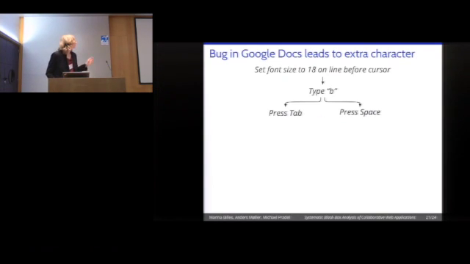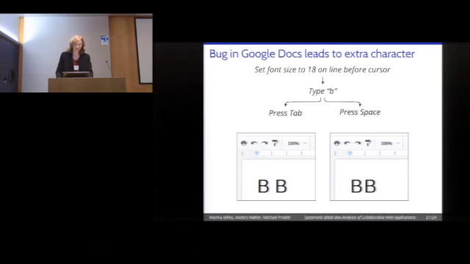Then another bug in Google Docs. So first we set the font size to 18. Then we type the character B. And then concurrently we perform the actions pressing tab and pressing space. And that gets a very interesting outcome. So we have these screenshots. What you first notice is we only typed a single character B, but actually we get two of them here. So the act of pressing tab and space at the same time has gotten us a second B that wasn't there before.